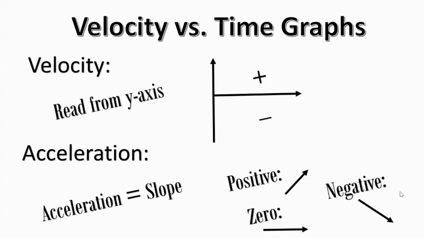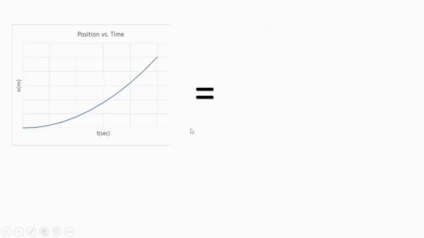Velocity graphs, on the other hand, have their own set of rules. In a velocity graph, to tell whether the velocity is positive or negative, you look at what side of the graph it's on. If it's on the top half above the zero line, and this is the zero line right here, then it must be positive velocity. If your graph is on the bottom half, it must be a negative velocity.